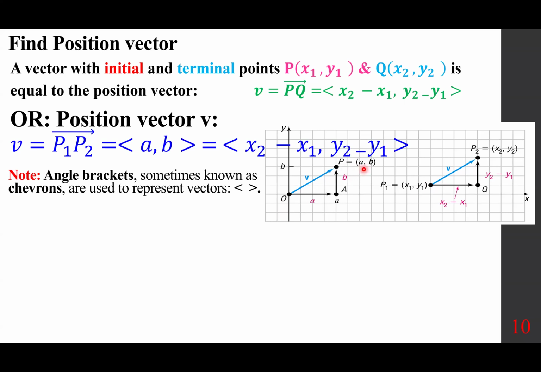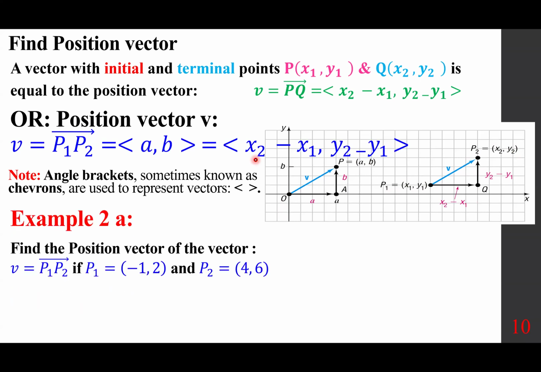And the terminal point has coordinates a comma b. Now the terminal point a comma b would be x sub 2 minus x sub 1, y sub 2 minus y sub 1. So the change in x, the change in y. That's the definition of a position vector. Here's a simple example to make some sense out of it.